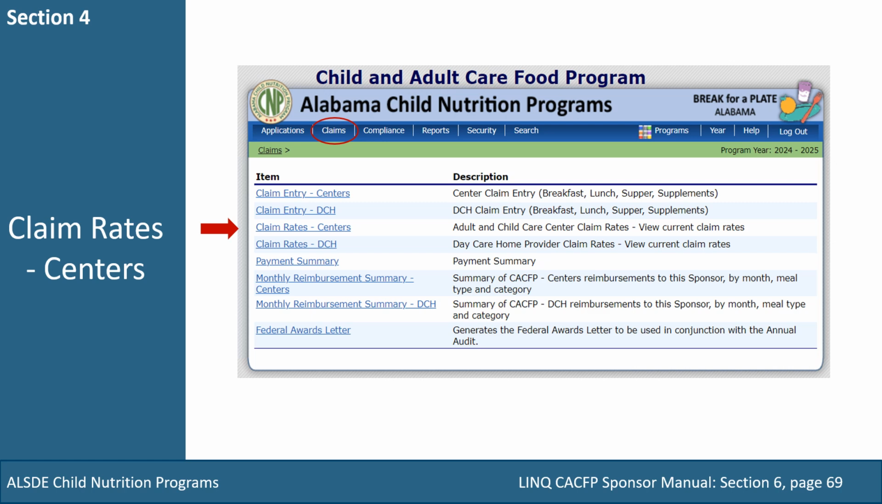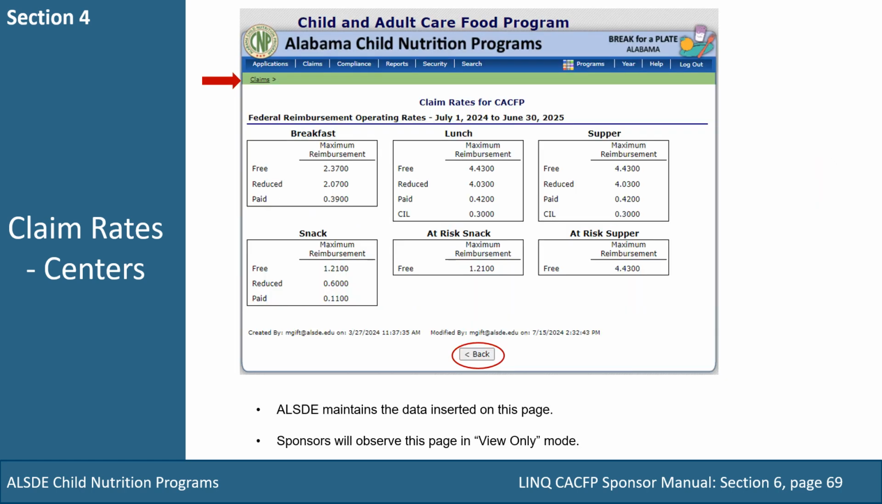Section 4 involves the reimbursement rates for meals. In the header menu bar at the top of the page, let's click on Claims and then click Claim Rates Centers. Claim rates should display on this page. For each meal service that we offer for the CACFP, you can see the meal reimbursement rate provided for the free, reduced, and paid participants. The cash in lieu is even listed for you.